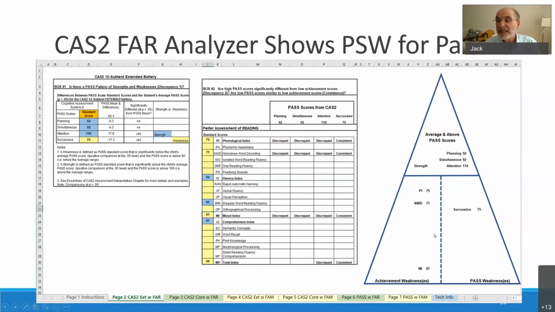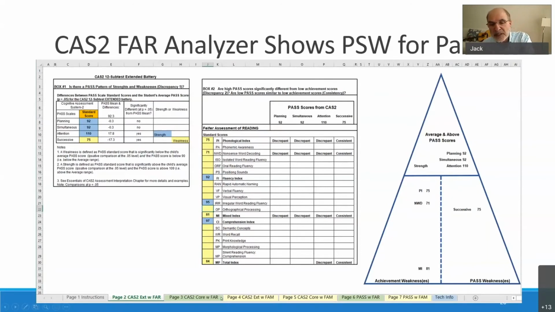This triangle is really helpful, and you should use this whenever you talk to anybody about your results. It should be in your report, and you should definitely bring that to any eligibility committee meeting, because people get it. I mean, it just makes sense. It's clear, it's concise, and it really helps you communicate what you found.